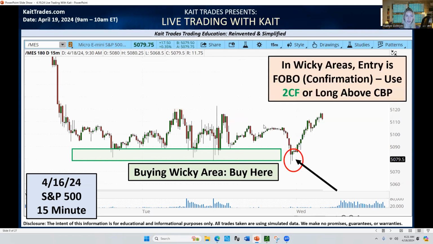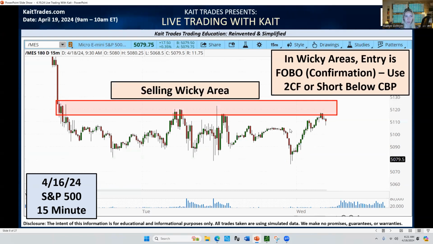The best entries are going to be after a breakout. So in those wick areas, if you get a breakdown through support, you're going to look for that reversal back up, either using the 2-candle flip or the controlling breakout pivot. As price comes back up to your selling wick areas, same exact thing. You want to look for a 2-candle flip or the controlling breakout pivot.